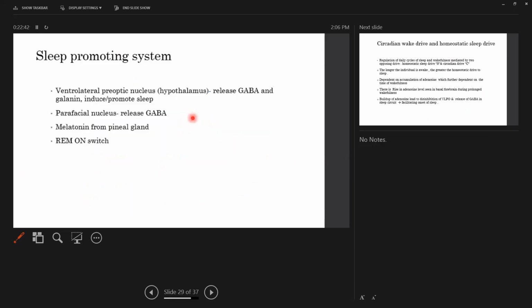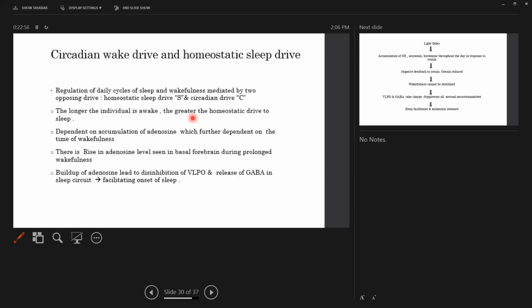Then in the sleep promoting system, as I mentioned in the first slide, we have the VLPO, which secretes GABA, and GABA promotes sleep. And then we have melatonin from the pineal gland and the REM switch, which will be discussed further. Then the circadian wake drive and the homeostatic sleep drive. So the regulation of the daily cycles of sleep and wakefulness is mediated by two opposing drives: the homeostatic sleep drive S and the circadian sleep-wake drive C.